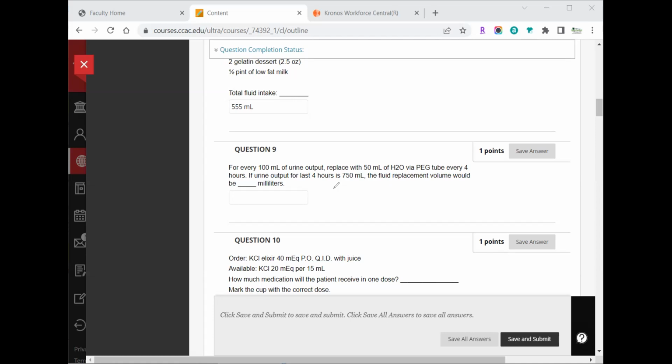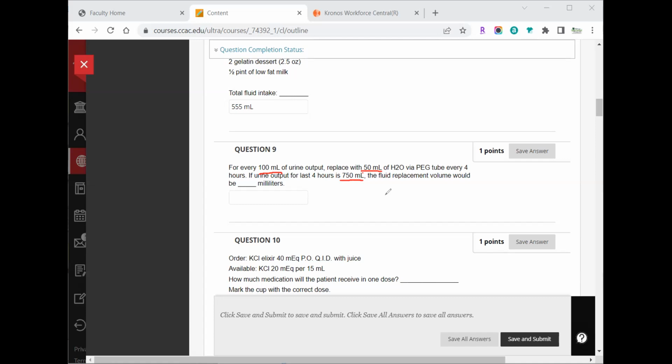So it says for every 100 milliliters of urine output, so I have 100 milliliters here, I'm going to replace with 50 milliliters of water. And then it says if the urine output over the last 4 hours is 750 milliliters, what would my fluid replacement volume be? So there's a couple of ways to do this. What you need to realize is that for every 100 lost, you're going to replace with 50. And now I'm saying we lost 750.